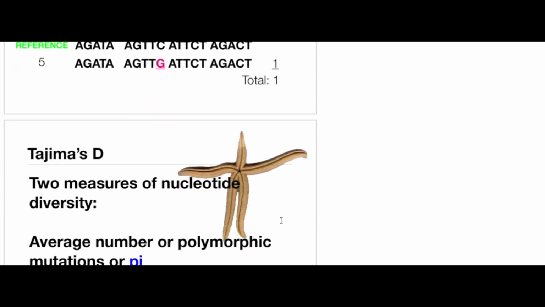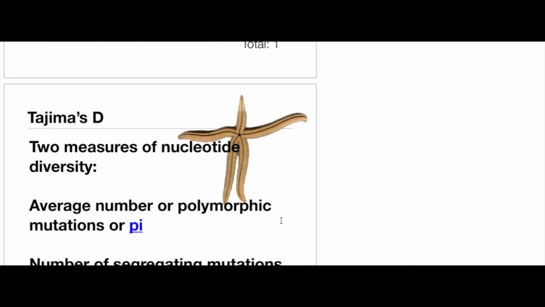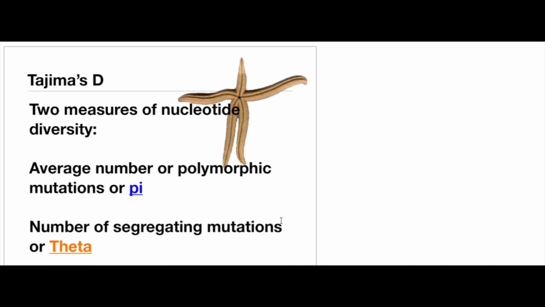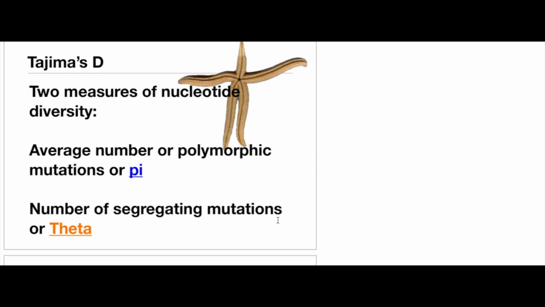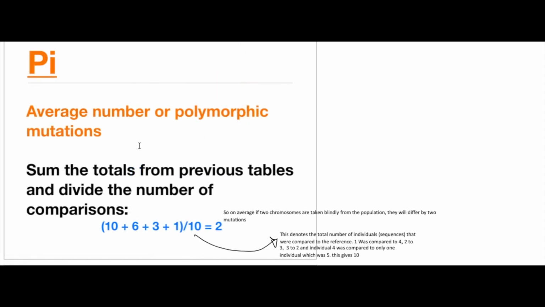So how can we find Tajima's D? We know that to find Tajima's D, there are 2 measures of nucleotide diversity. One is the number of polymorphic mutations. These are the average number, or pi. That's the average number of polymorphic mutations. It is the sum total from the previous tables divided by the number of comparisons.